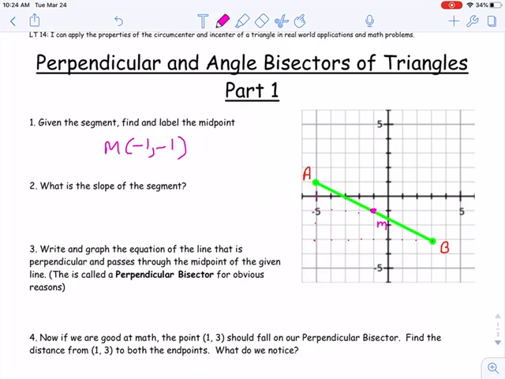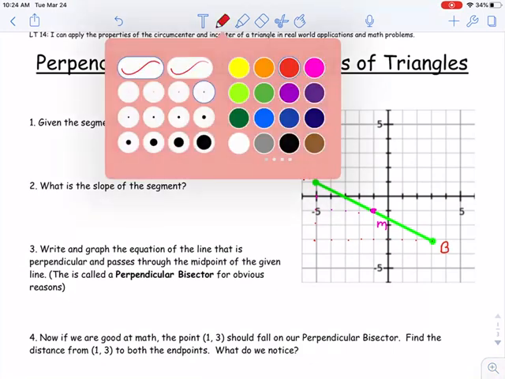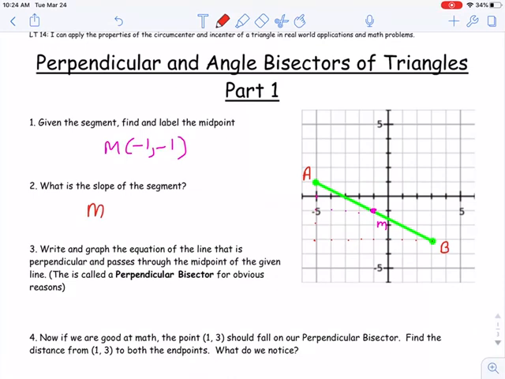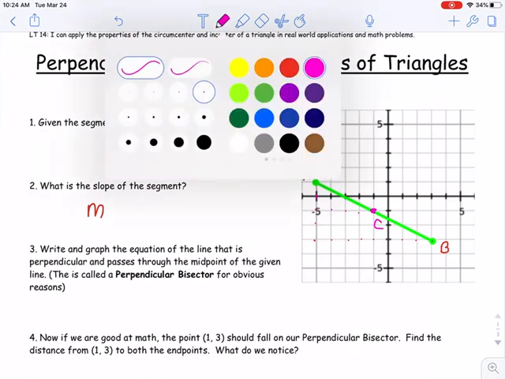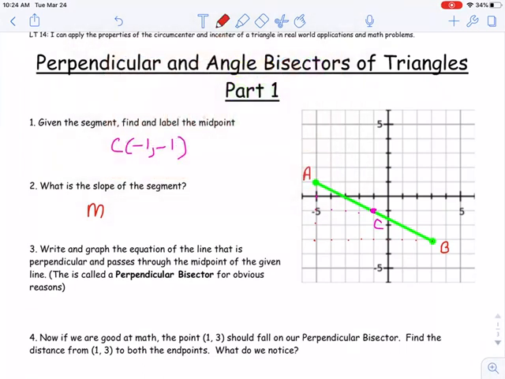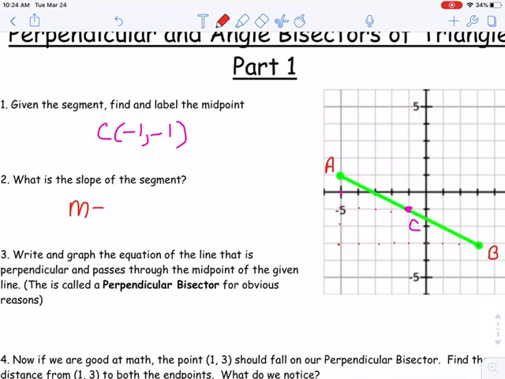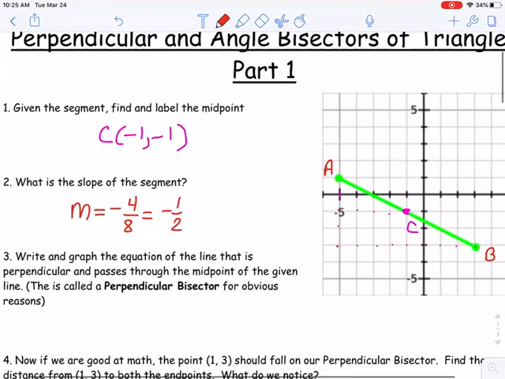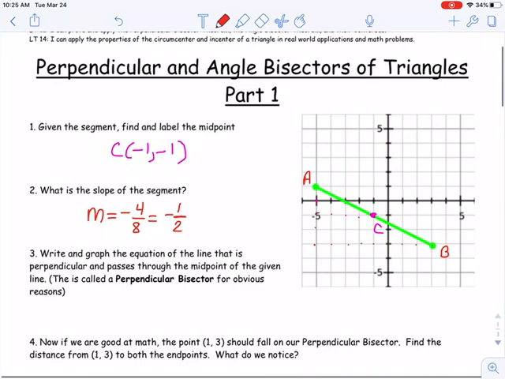All right. So it says, what's the slope of the segment? Well, we actually just counted it out. Actually, we'll call this point C. That way we don't get too confused. Point C. And then we use slope as m. Doing so much math, we're already running out of letters. The slope, I said, was down 4 over 8. So that's -1/2. Okay? So we found the slope, we found the midpoint. Again, we're practicing a bunch of stuff we've learned in the past.